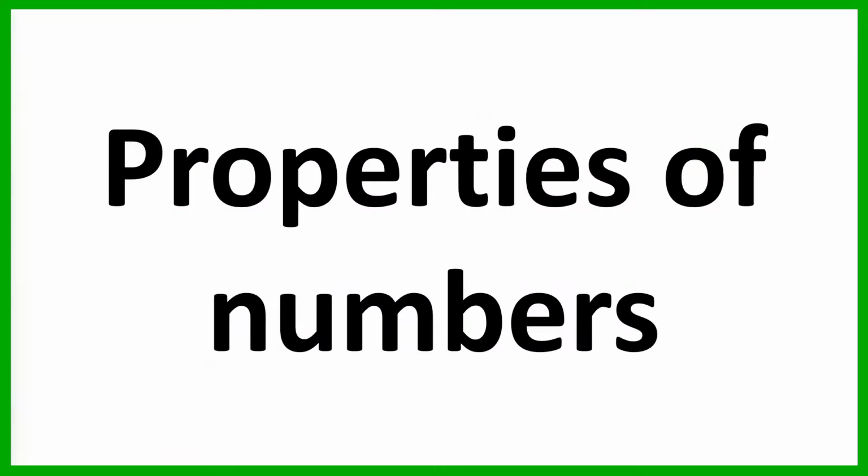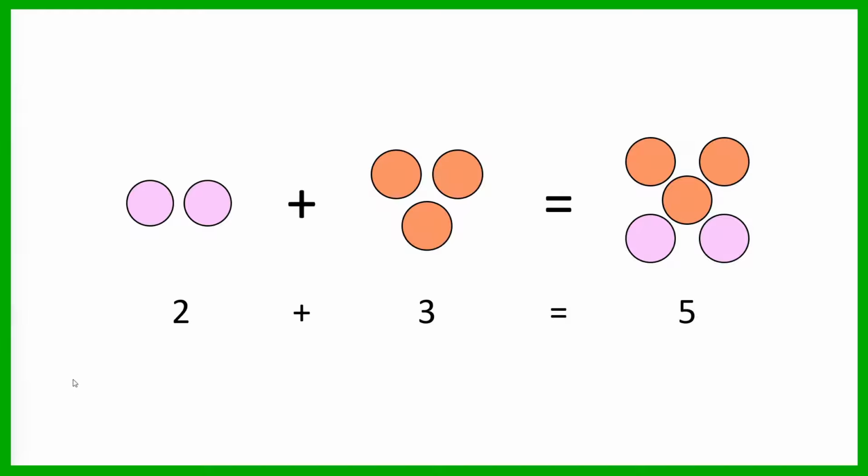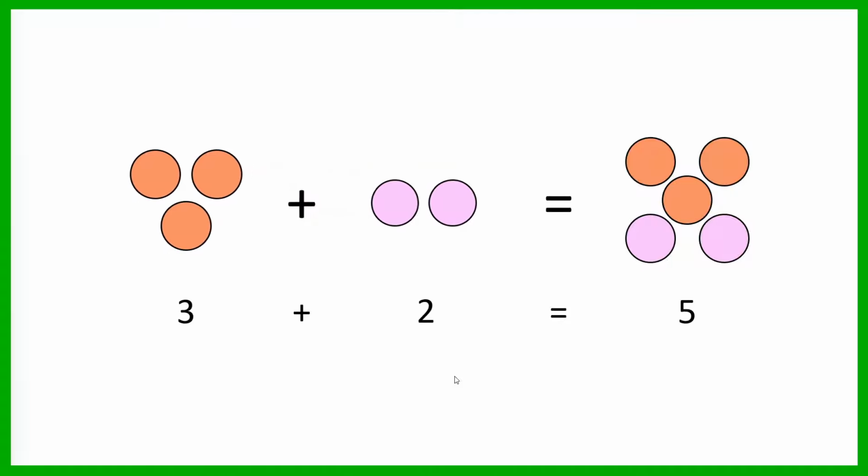The first property we're going to look at is the commutative property. Okay, the commutative property says that when you are adding or multiplying numbers, the order of the numbers can be changed without affecting the answer. So if you take over here, 2 plus 3 is going to give you 5. If you switch around the 2 and the 3, it's still going to give you 5. That is the commutative property.